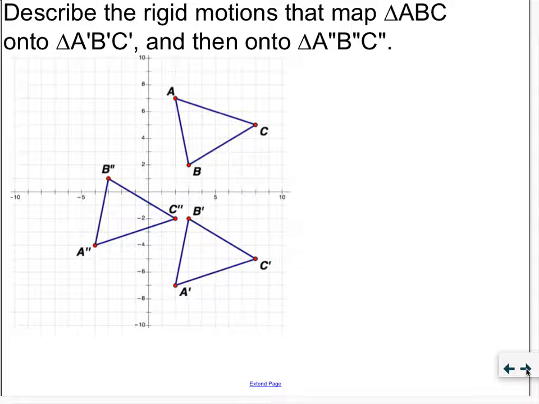So what we want to first do is take triangle ABC and then map it onto the single prime triangle, its first image, and then map it onto the double prime triangle. So we go from the no primes to the 1 prime and from the 1 prime to the 2 prime.